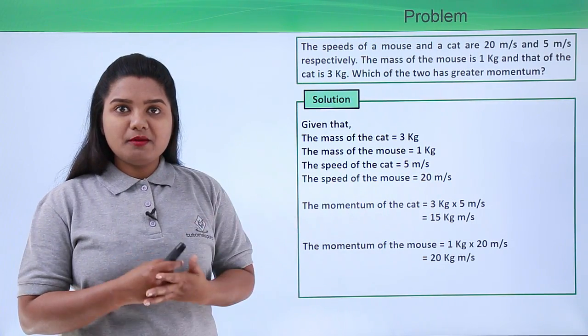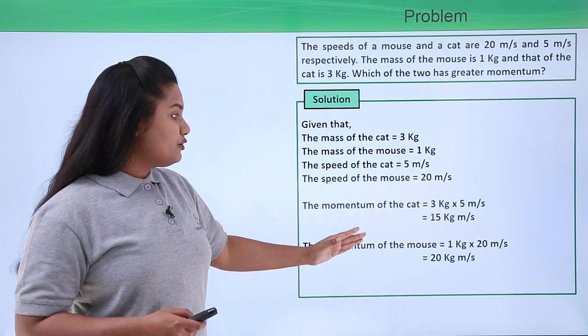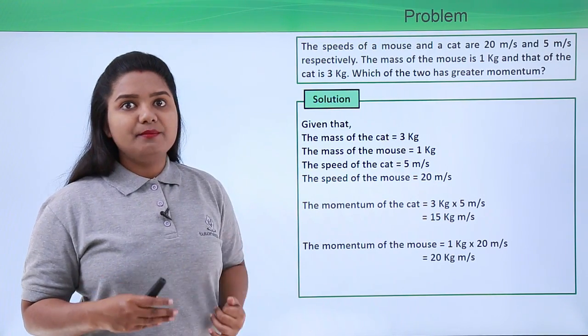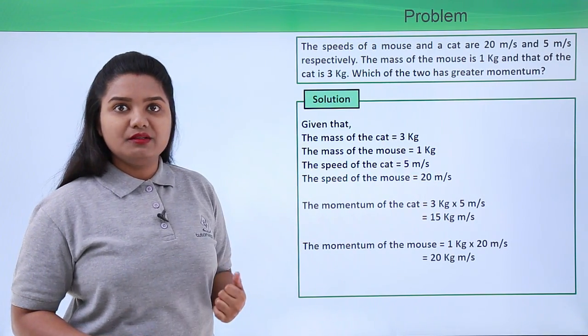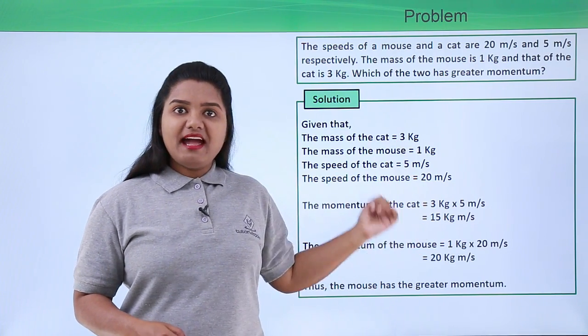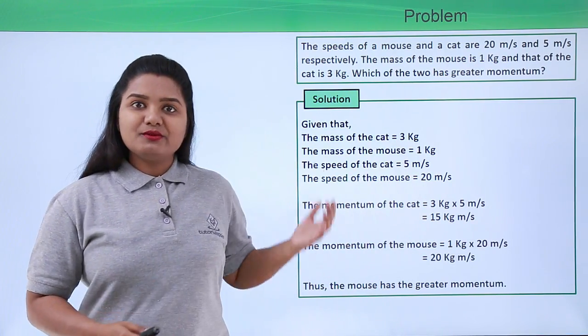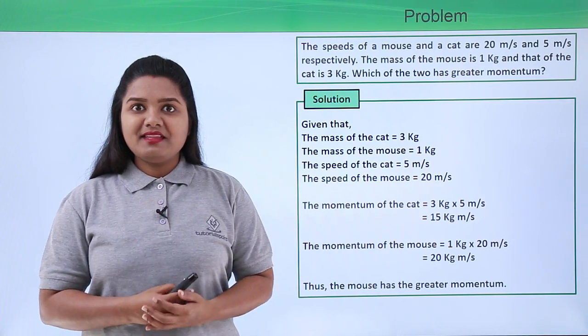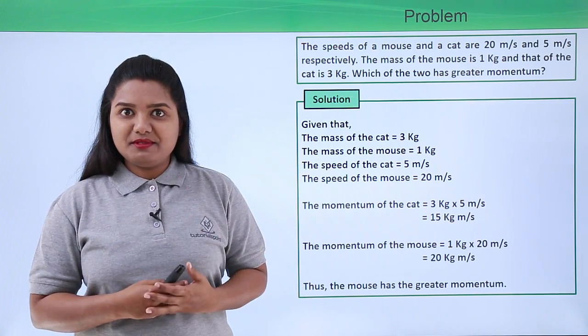So here in this problem, the mouse seems to have a greater momentum as compared to the cat. So let us write the conclusion now. The mouse has the greater momentum as compared to the cat. So this is the solution of this problem, and I hope the solution was understandable to you.